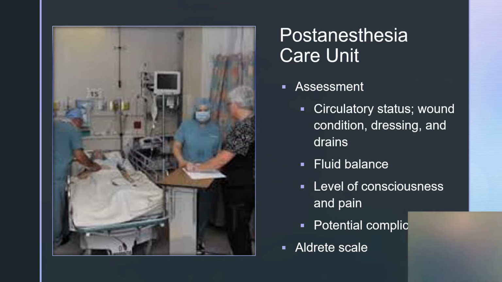The Aldrete scale is a tool that's used to assess how well a client is recovering from anesthesia. It rates the client's mobility, their respirations, blood pressure, level of consciousness, and pulse oximetry.